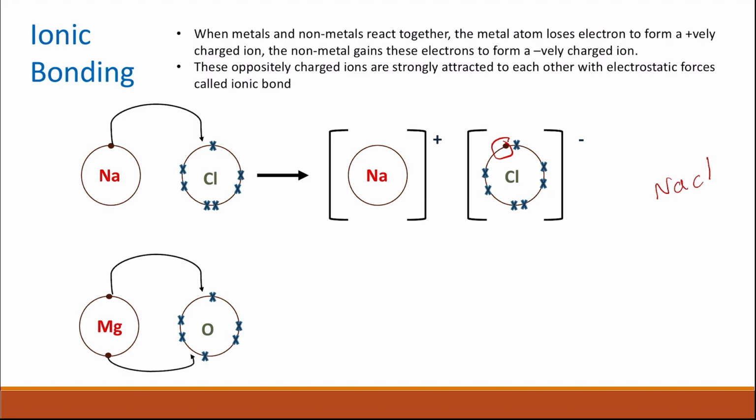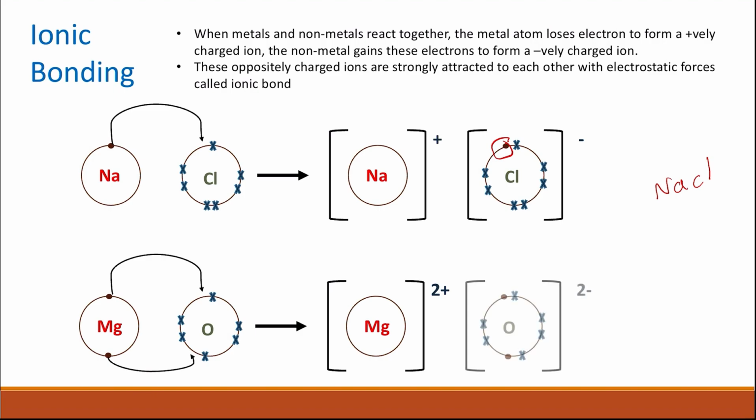Now 2 electrons from magnesium will move to oxygen, and then we're going to end up with a magnesium ion, which is 2 plus, and the oxygen ion, which is 2 minus, and we're going to have the magnesium oxide. The electrostatic interaction between the positively charged ion of magnesium and the negatively charged ion of oxygen will give us the ionic compound magnesium oxide.